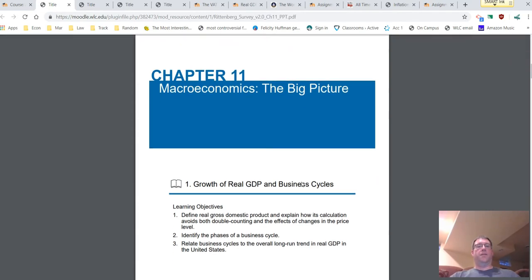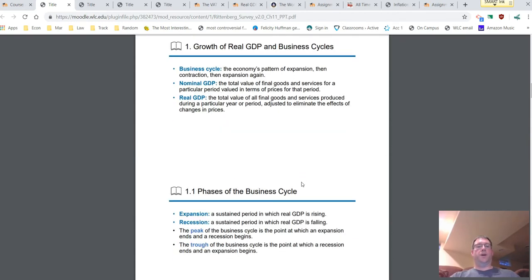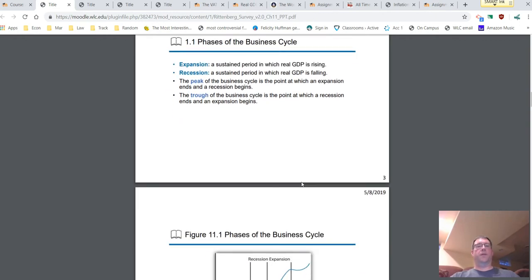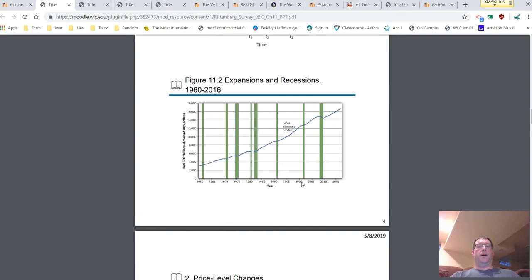Chapter 11 is kind of our big overview of macroeconomics. So here you're going to hear some terms that you are familiar with, talk about the business cycle and recessions and expansions and peaks and troughs. As of the printing of this sheet, you can see this trend that started really coming out of the Great Recession is still continuing today. We are in one of the longest expansion periods, one of the longest periods of growth that we have had in quite some time.